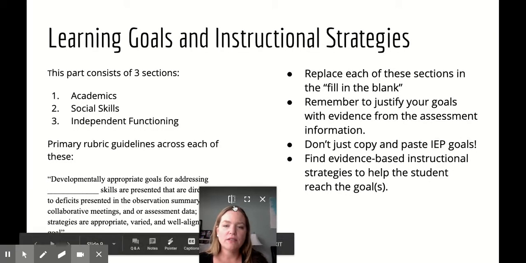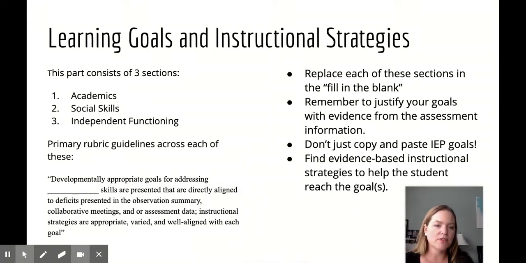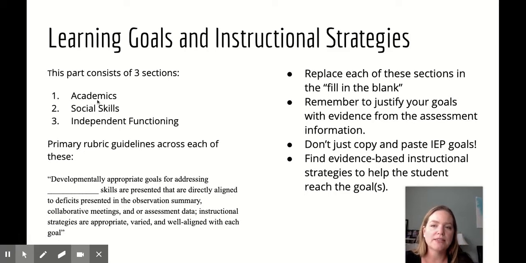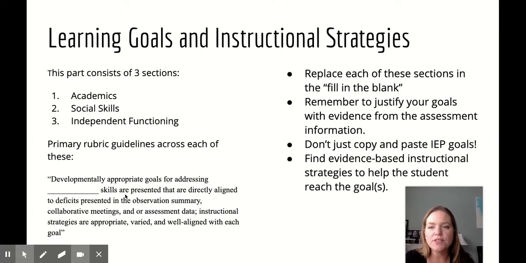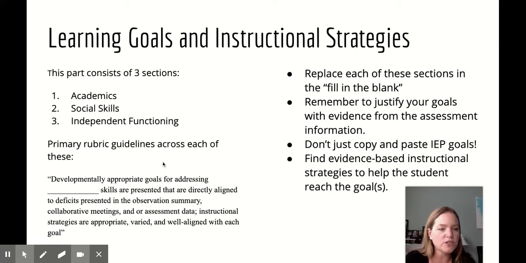The final section, learning goals and instructional strategies, is actually multifaceted. It's got several components. I'm going to move my little face over again. So there should be 3 subsections here. You're going to do one on academics, you're going to do one on social skills, and you're going to do one on independent functioning. The rubric guidelines are very similar across each of those sections. If you see the fill in the blank line, you would put academics or social skills or independent functioning, depending on which section you're talking about.